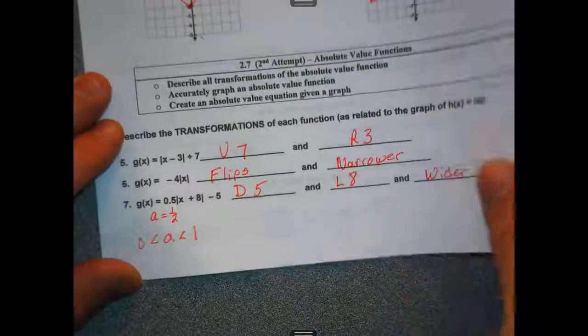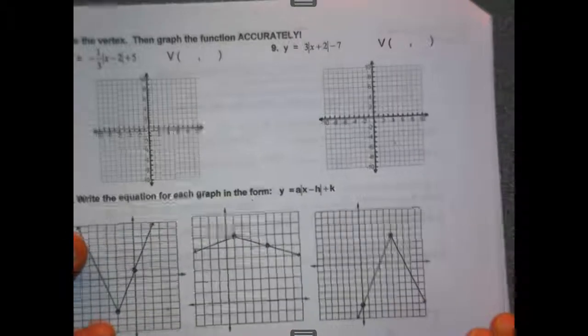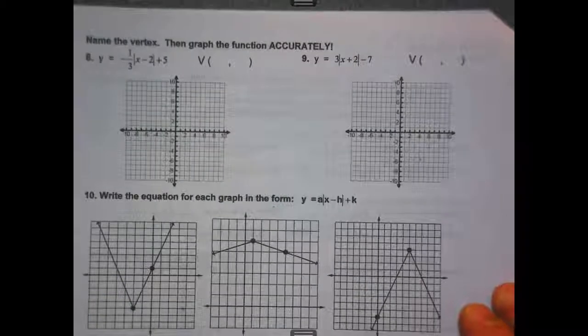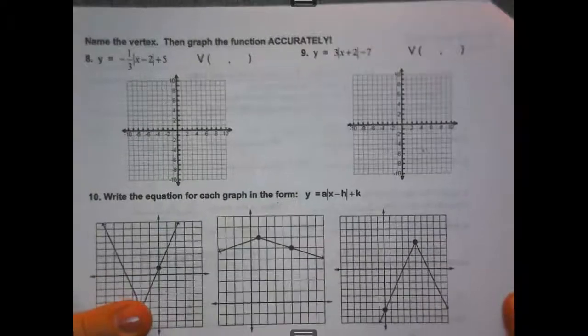All right, page 2. Did you what? It's going to be as easy as this review.